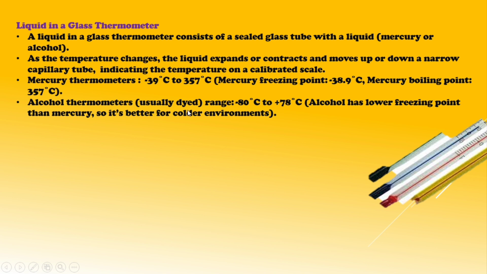Alcohol thermometers are usually dyed. They measure temperatures ranging from minus 80 degrees Celsius to 78 degrees Celsius. Alcohol has a lower freezing point than mercury, so it's better for colder environments.